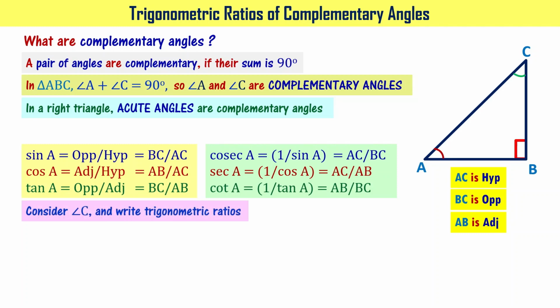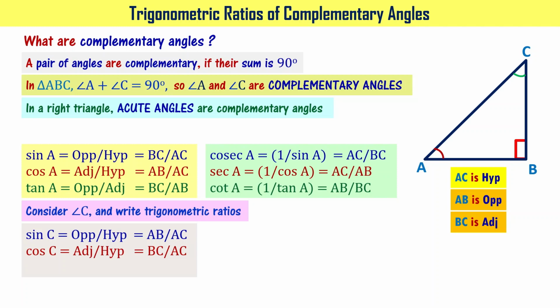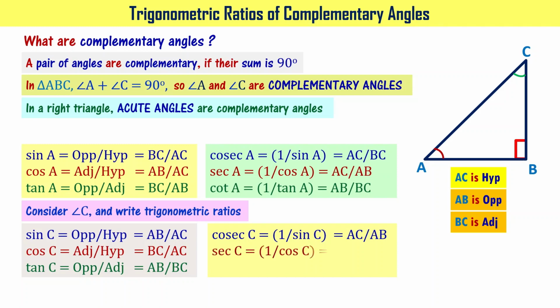Now let's consider angle C, that is also an acute angle, and write trigonometric ratios for that. So for that angle, AB is going to be the opposite side, right? And BC is going to be the adjacent side. Please take a note of that. Now sin C can be written as AB by AC, and cos C can be written as BC by AC, and tan C can be written as AB by BC, right? Cosec C is AC by AB, sec C is AC by BC, and cot C is BC by AB.